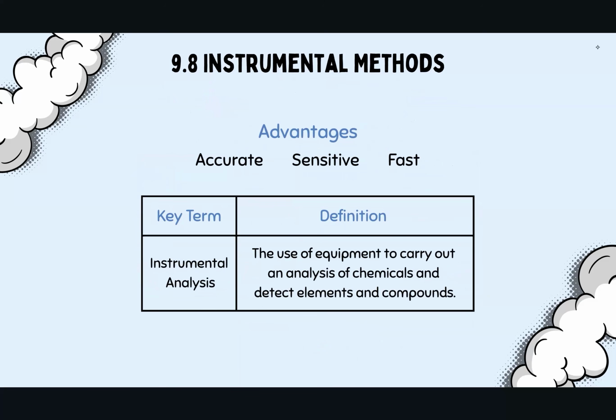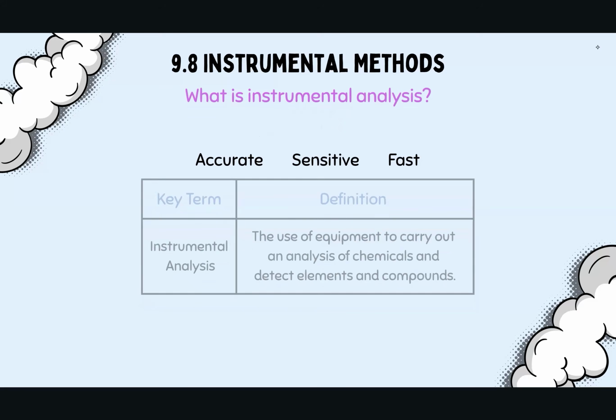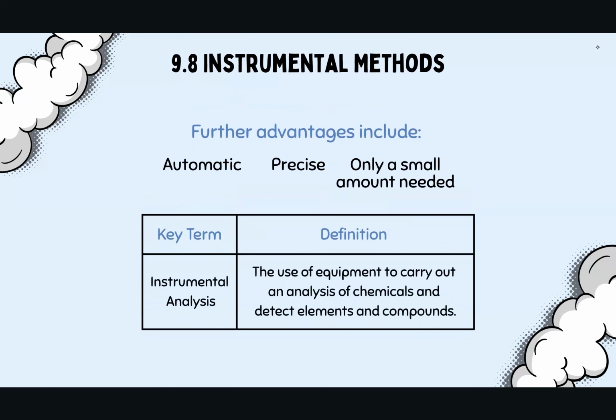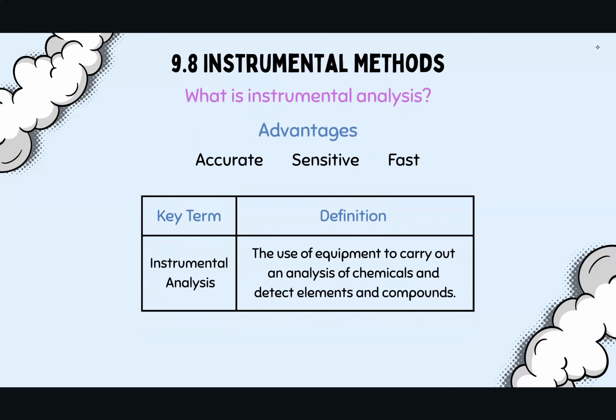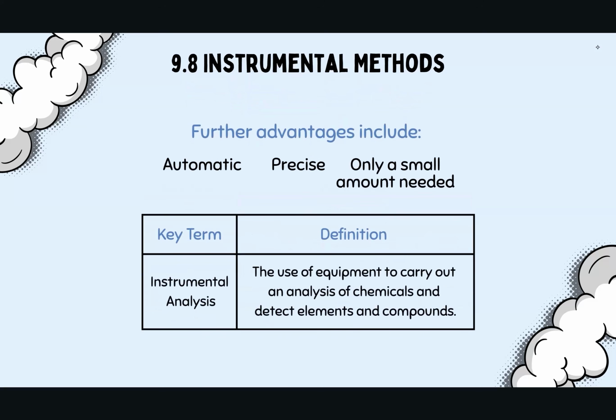So an instrumental analysis is the use of equipment to carry out an analysis of chemicals and detect elements and compounds. So we're using actual equipment and the equipment does the analysis for us. So it's more accurate, it's more sensitive, it's fast. Now, instrumental analysis is also automatic, it's precise, and you only need a small amount of the substance.